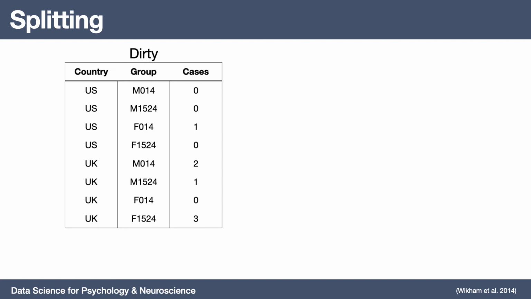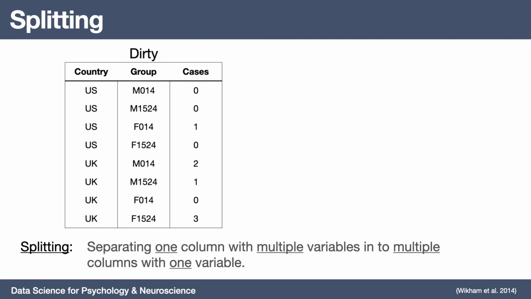So this is the case where we have country as a variable, group as a variable, and cases as a variable. Now notice that in the group column, we actually have two variables. We have gender and we have age group, which in this case are binned between 0 and 14, 15 to 24. So what we want to do is split down the middle of that variable and separate it into two variables. We want to take that one column and make it two. Splitting is separating one column with multiple variables into multiple columns with one variable.